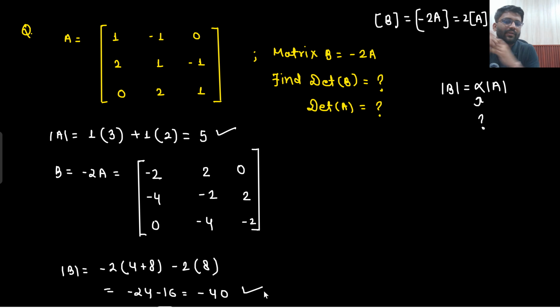Now let's think about it. B equals minus 2A, this was given. I am taking the determinant on both sides.